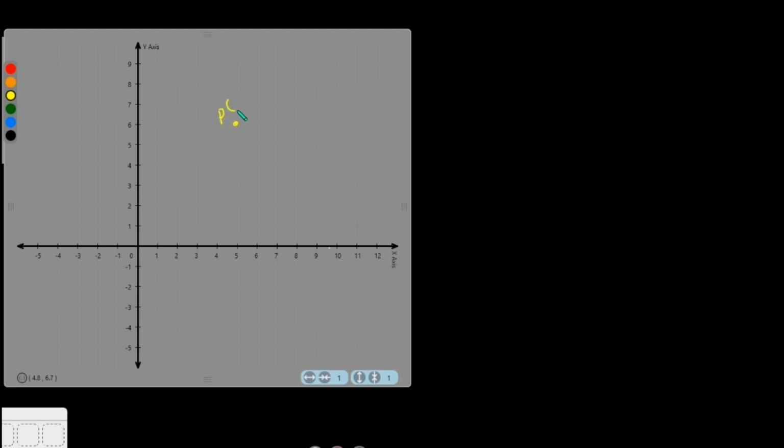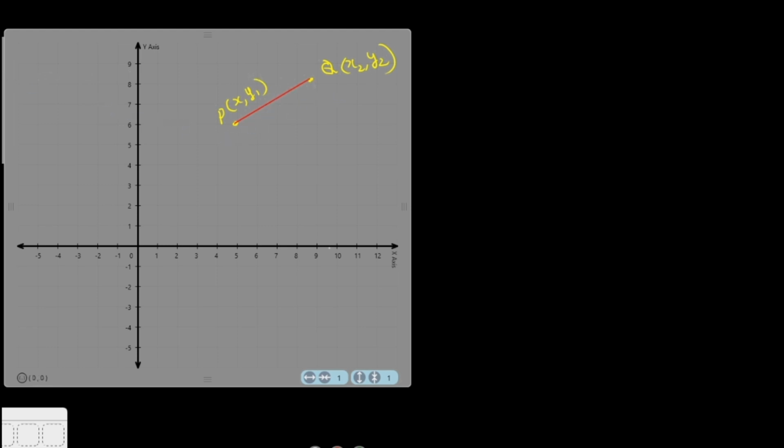I'm taking this point as x1 and y1. I'm taking another point here, point Q, x2 and y2. Now I want to find the distance between these 2 points. If I put a red line here, this is the distance between these 2 points. Now I want to find this distance, PQ.